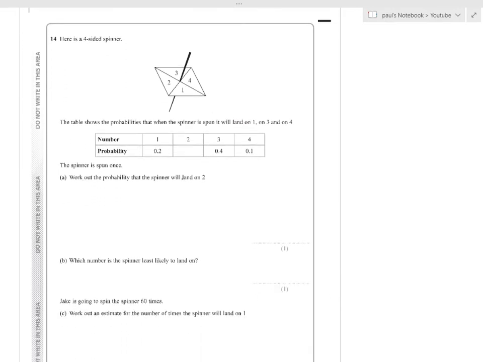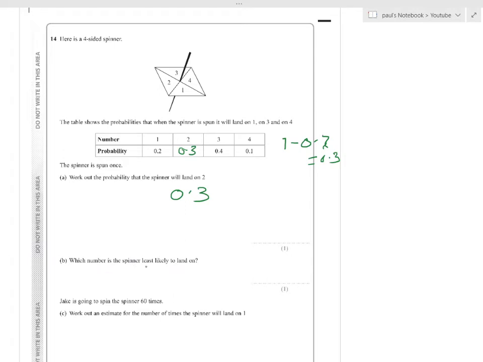Work out the probability the spinner will land on 2. So everything always adds up to 1, these numbers. So we've got 0.2 and 0.4 is 0.6, 0.7. So 1 take away 0.7 is 0.3. So 0.3 in there. Right. Work out the probability that the spinner will land on there is 0.3.